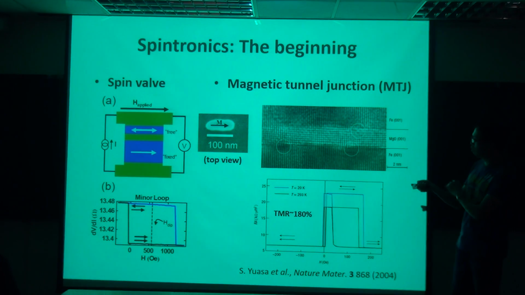So if the moments in these ferromagnetic materials are antiparallel to each other, you'll see a higher resistance, while if they're parallel to each other, you'll see a lower resistance. And I want you to see this resistance change is only about 3% or even less. In this case, it's much lower than 1%.